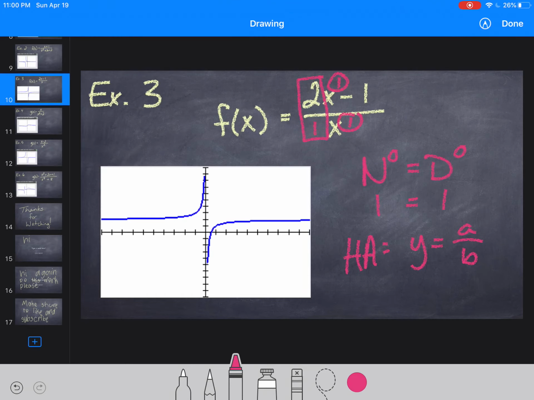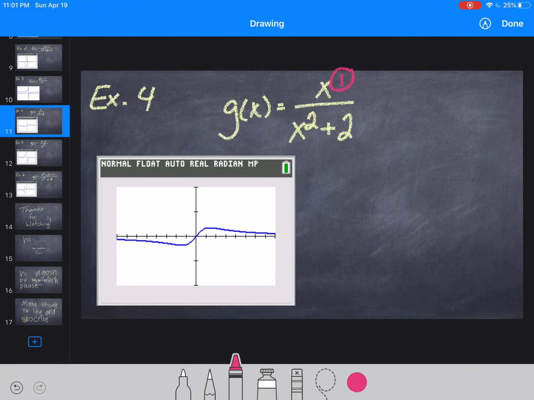So as long as they're in descending order, I can look at the front numbers. These are my leading coefficients, and I can get a 2 over my imaginary 1. So I would end up with y is equal to 2 divided by 1, which is the same thing as y equals 2. So my horizontal asymptote is at y equals 2. I can draw a horizontal line through the y value of 2, and I can see that my graph is going to get really, really close to it, but it's never going to cross it. Let's take a look at example 4.